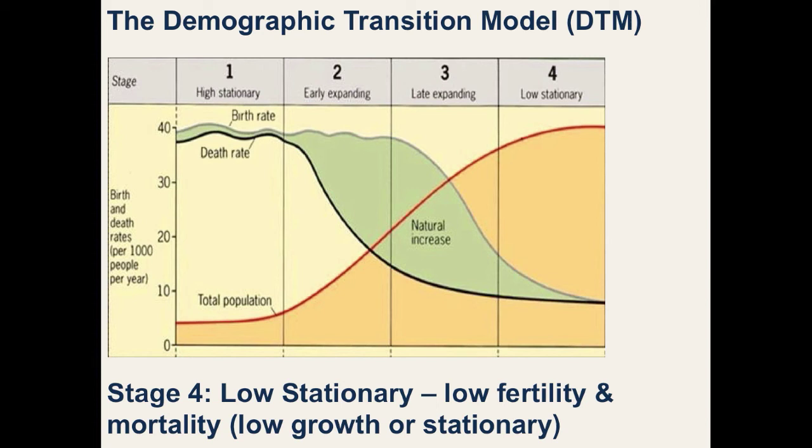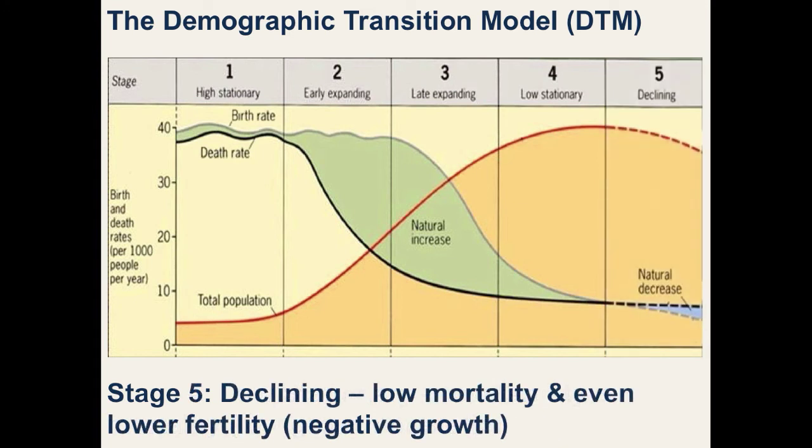Furthermore, some countries have entered into stage 5 of the DTM, in which birth rates have fallen below death rates, leading to a rate of natural decrease and a declining total population. Countries like Japan and Italy have very low birth rates, and other countries like Albania and Cuba not only have low birth rates, but also greater numbers of immigrants leaving their territories.